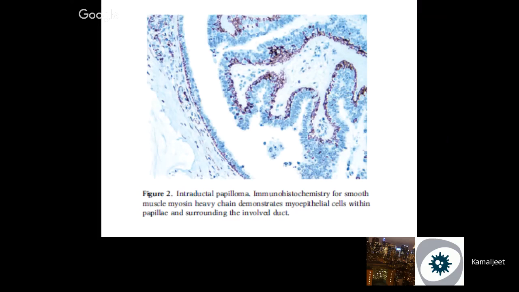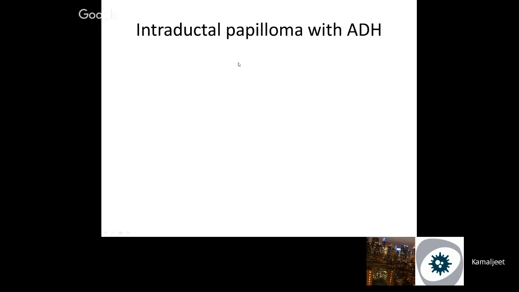So I bet you have seen this picture before. In a papillary lesion, what you're looking for is presence of myoepithelial cells, and you're looking at two locations. One is in the papillary core, and the second is at the junction of the lesion with the breast parenchyma. So in a benign papilloma, you have it at both spots.